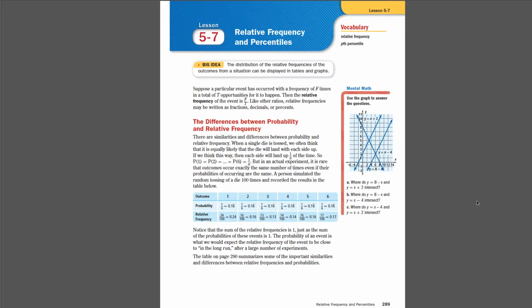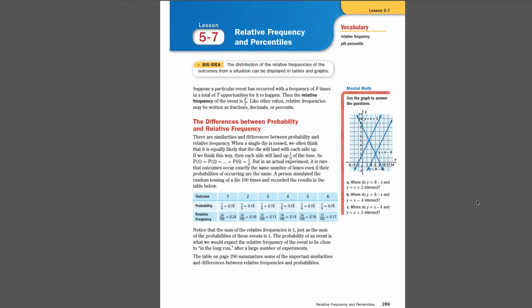I add those together. 3 plus 2 is 5. 5 out of 5 is 1. So when I add up the relative frequencies, they'll add up to 1. The relative frequency is the number of times an event happened divided by the number of times it could have happened. I flipped the coin 5 times. I got 3 heads. That would be 3, the number of times it did happen, divided by 5, the number of times it could have happened.